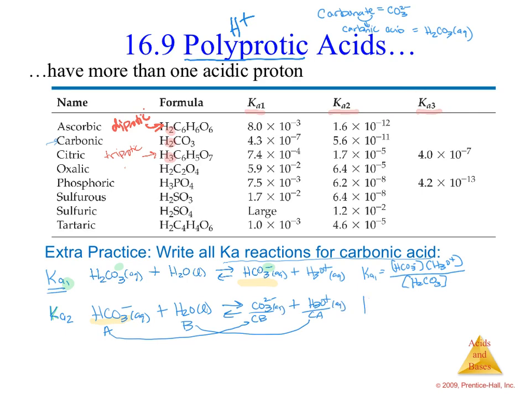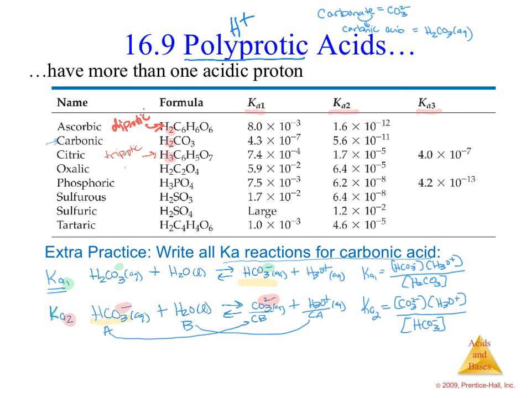And now my Ka2 expression, products over reactants. I've got carbonate times hydronium divided by bicarbonate. Again, not including liquid water because it's a liquid. So what I notice is that in my Ka2 reaction, I'm forming the 2 minus ion from the 1 minus ion.